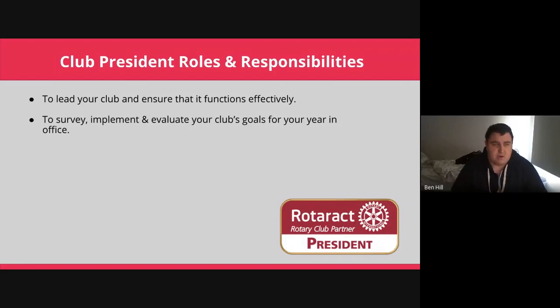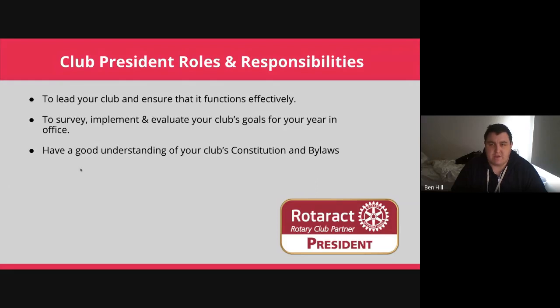There's things to learn throughout everything, such as meetings, projects, and so on. Next, it's important to have a good understanding of your club's constitution and bylaws. That's going to provide a good foundation for making sure that you're operating well, that you understand things like achieving a quorum to vote things in your club, and how to do things like an AGM and so forth.